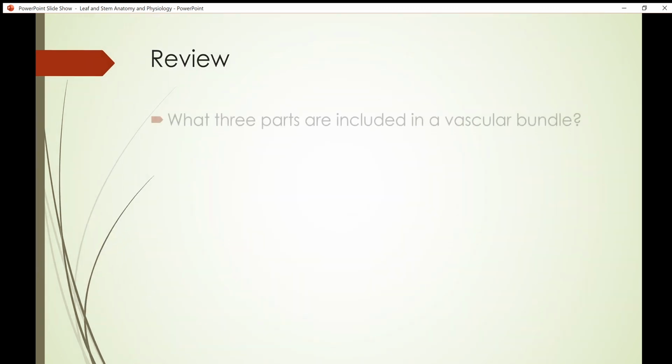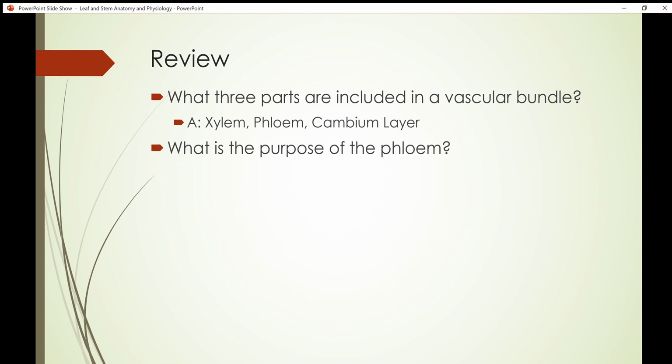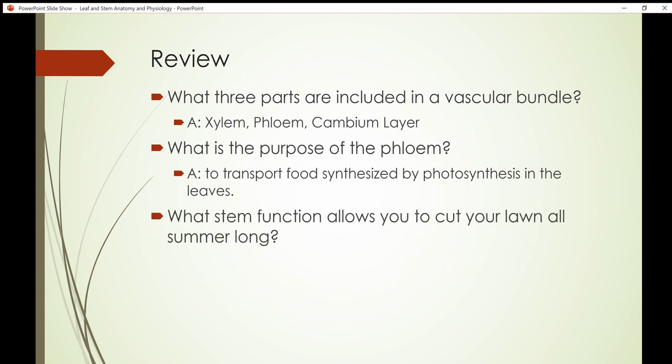So to review, what 3 parts are included in a vascular bundle? And the answer to that one is xylem, phloem, and cambium layer. What is the purpose of the phloem? The phloem is to transport food synthesized by photosynthesis in the leaves. So I like to remember this one by the f sound. Phloem, food. What stem function allows you to cut your lawn all summer long? The growing point is below ground in the crown, on monocots only.